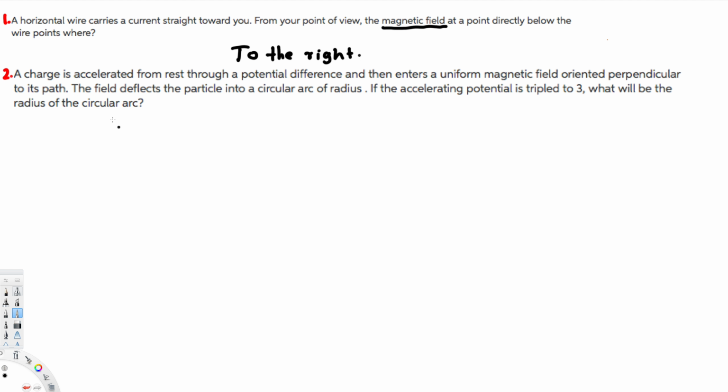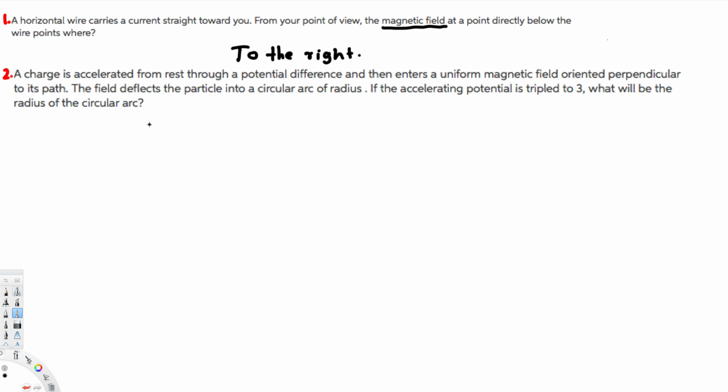The next question is asking: a charge is accelerated from rest through a potential difference and then enters a uniform magnetic field oriented perpendicular to its path. The field deflects the particle into a circular arc of radius R. If the accelerating potential is tripled, what will be the radius of the circular arc?